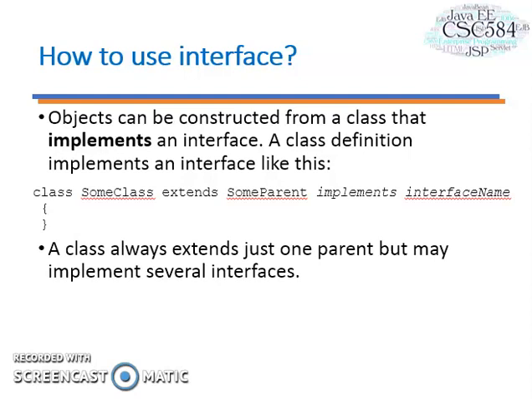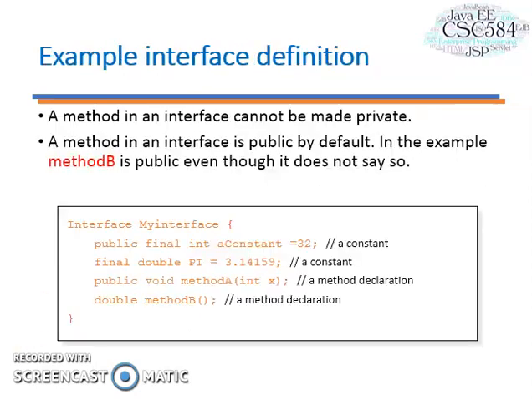Objects can be constructed from a class that implements an interface. So we can declare a class definition that implements an interface like this: class some class extends some parent implements interface name. So a class always extends just one parent but may implement several interfaces.